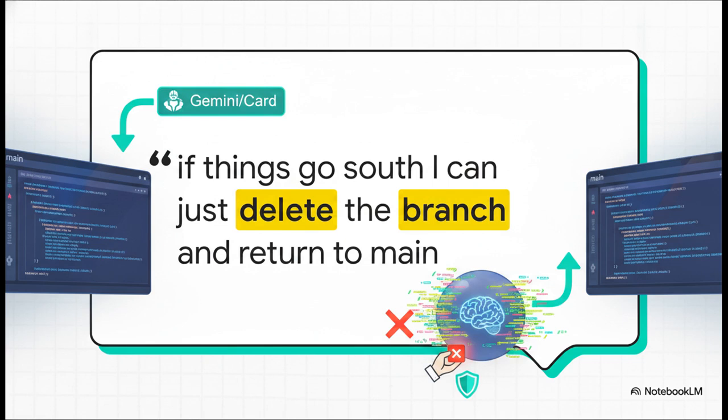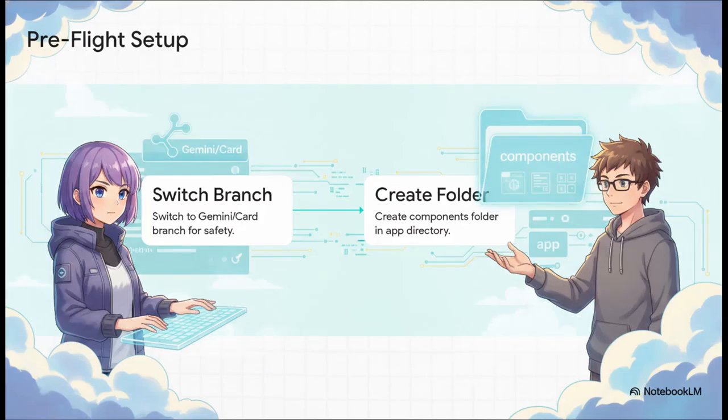If the AI hallucinates, or if the refactor just goes totally off the rails, there's zero panic. You literally just delete the branch, and your main codebase is sitting right there, completely untouched. It's the hallmark of a professional developer using AI, managing risk before you write a single line of code. So before issuing any commands to the AI, we complete a quick manual pre-flight setup. First, switch to that Gemini/Card branch.